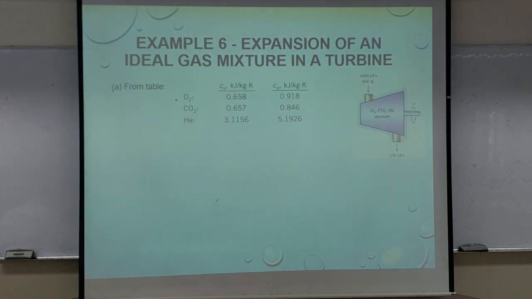Okay, so here from the table we take the Cv and Cp value for O2 and He. So why do we take all of them? You will see here, both of them. So the constant pressure and constant volume specific heat of the mixture. So here we calculate the Cp of the mixture.